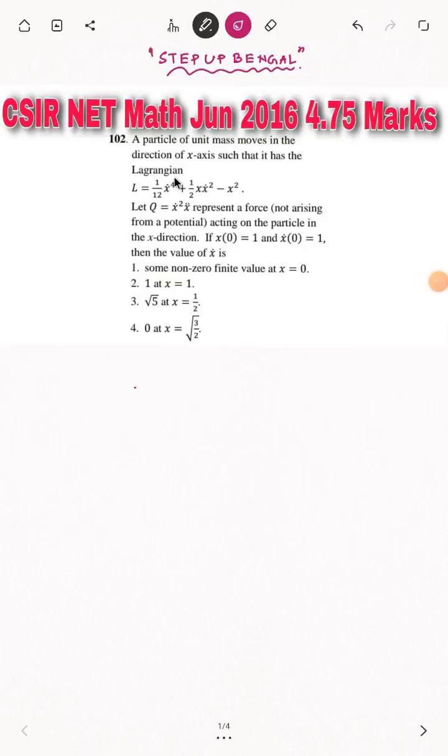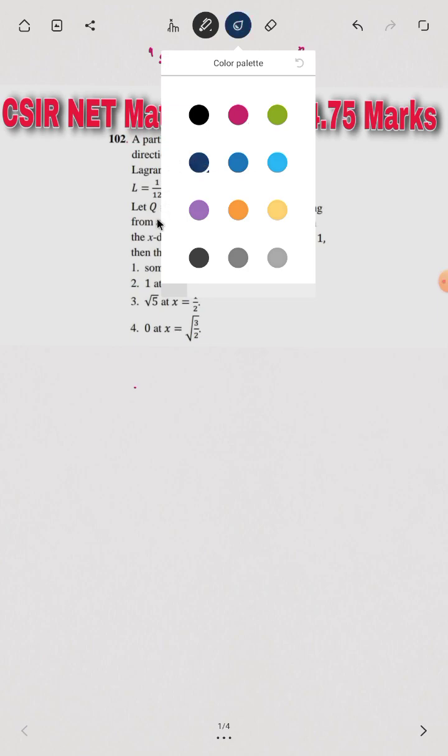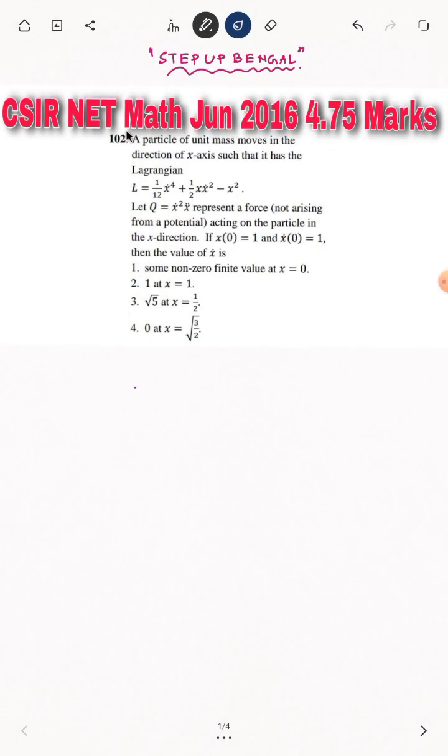We from the team of Step Up Bengal again welcome all of you in our next discussion of a question from CSIR Net Math June 2016, and that is a 4.75 marks question. The June 2023 exam is very near. All of you perhaps are looking at your last moment preparation. We can say that this type of problem will help you tremendously.